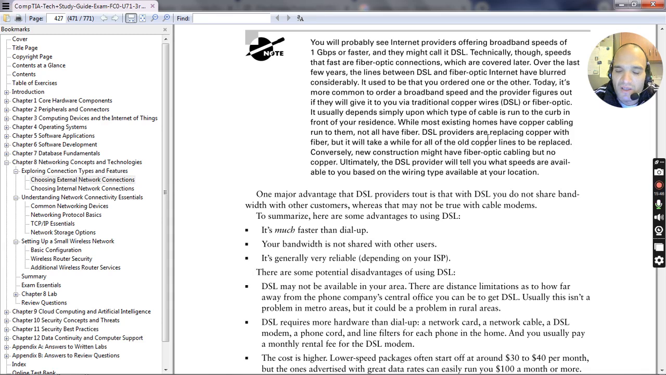DSL providers are replacing copper with fiber, but it will take a while for all of the old copper lines to be replaced. Conversely, new construction might have fiber optic wiring, but no copper. Ultimately, the DSL provider will tell you what speeds are available to you based on the wiring type available at your location.